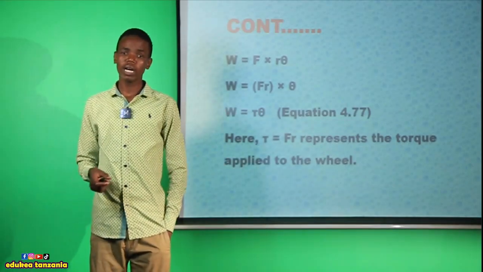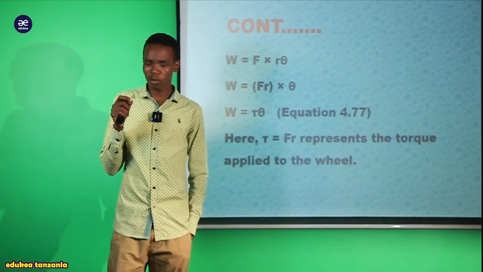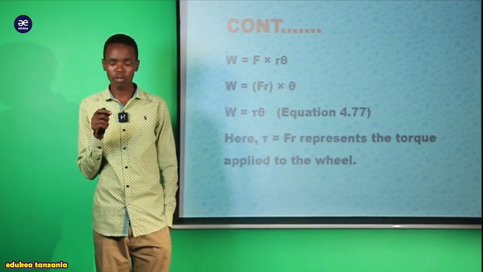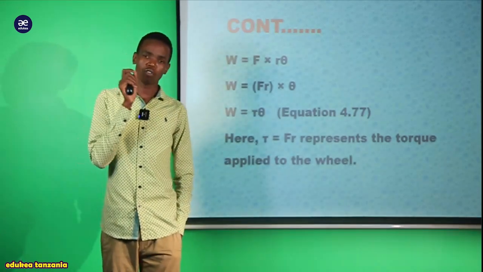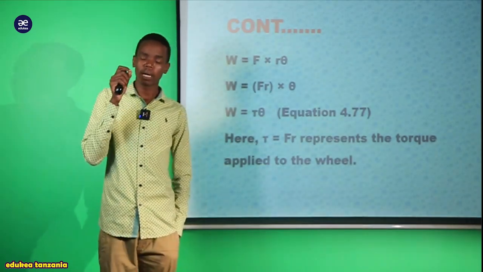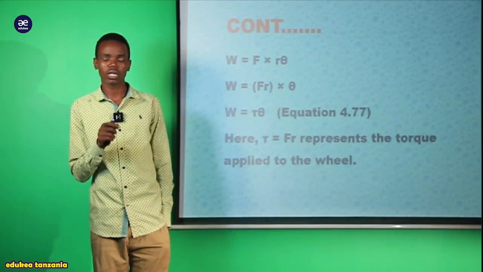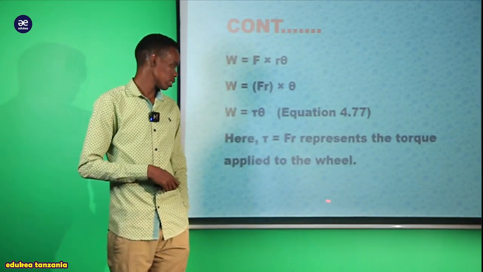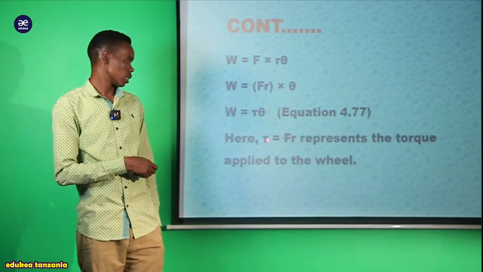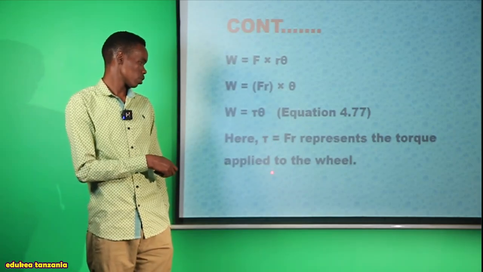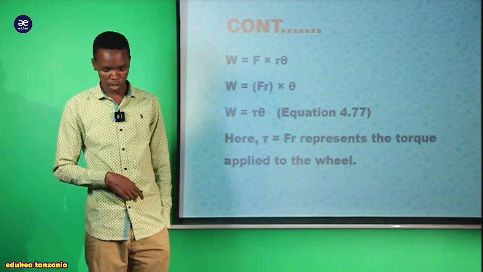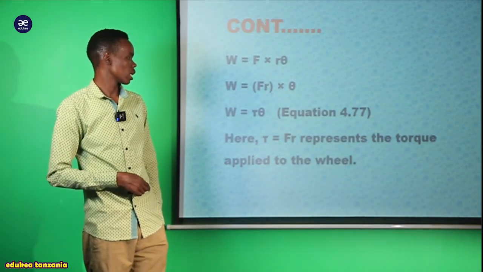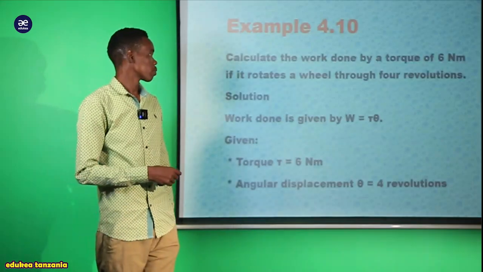So the formula that we will use on our topic of rotation of a rigid body for finding the work done is equal to torque times the angular displacement, where this symbol represents the torque applied to the wheel, my lovely students, as we try to demonstrate here.